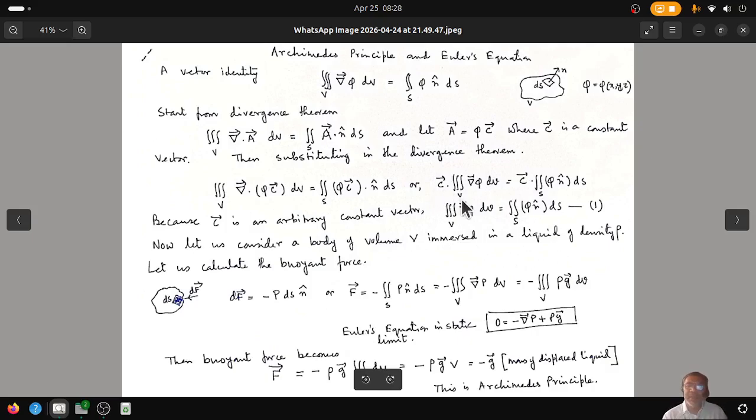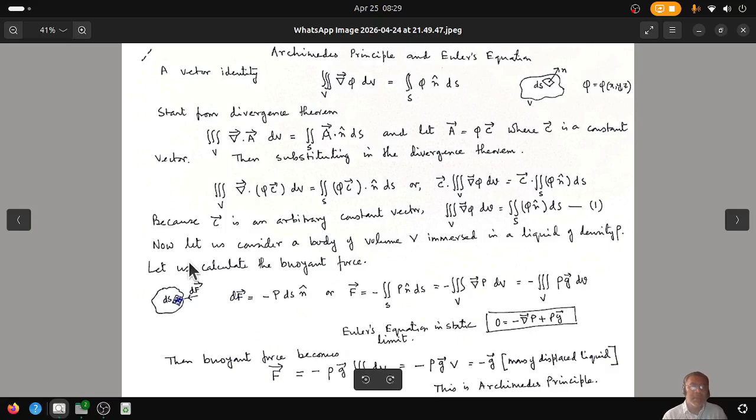So we write c dot the volume integral of grad phi dV equals c dot the surface integral of phi n dS, and then because c is arbitrary, we write the volume integral of grad phi dV equal to the surface integral of phi n dS. This is equation 1. We are going to use this equation to prove Archimedes' principle.